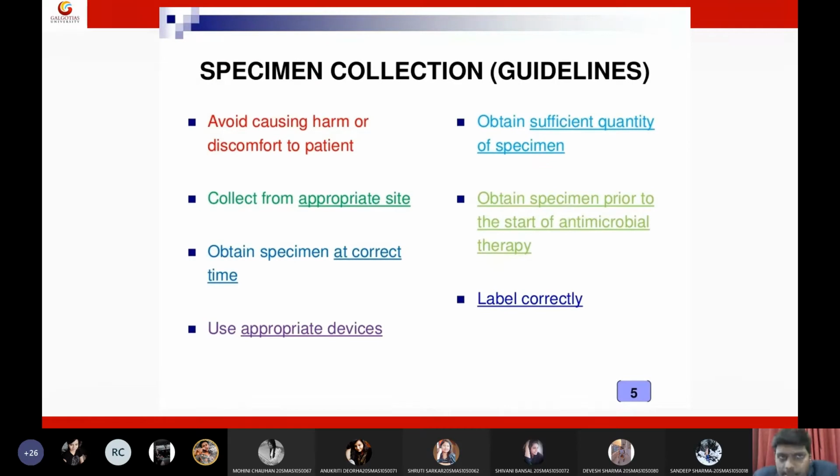So certain guidelines that need to be followed during specimen collection are: avoid causing harm or discomfort to patient, obtain sufficient quantity of specimen, collect from appropriate site from the patient, obtain specimen at correct time, use appropriate devices. Always take informed consent from the patient. Only after getting approval from the patient, we should collect the specimens. Upon collection, we should label the specimens properly. After labeling the specimens, we need to transport them.